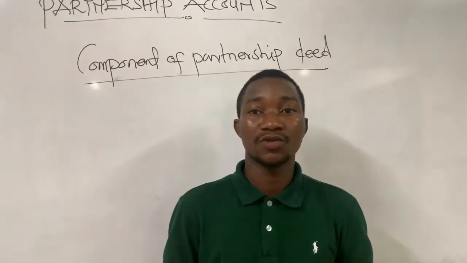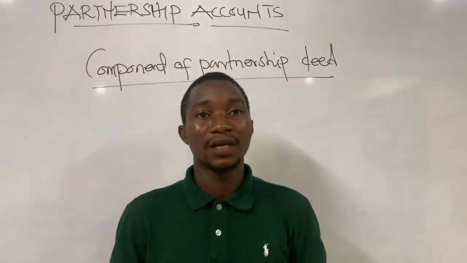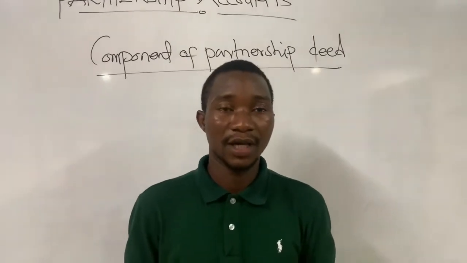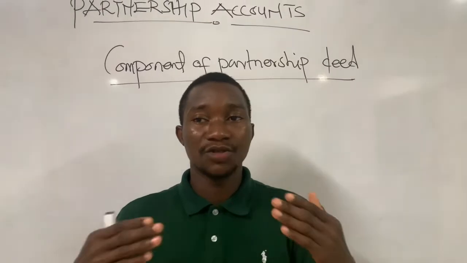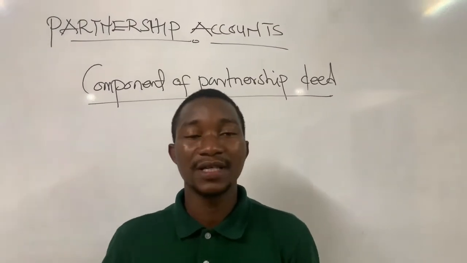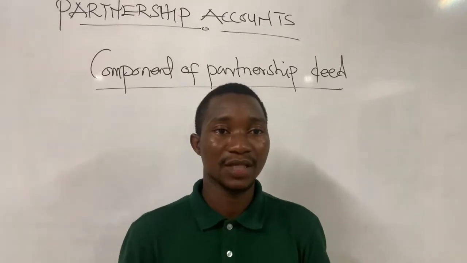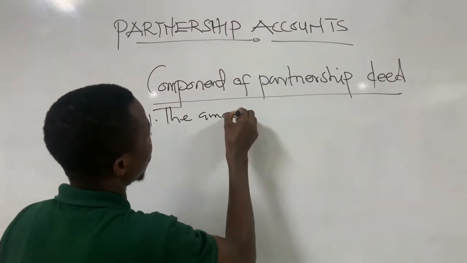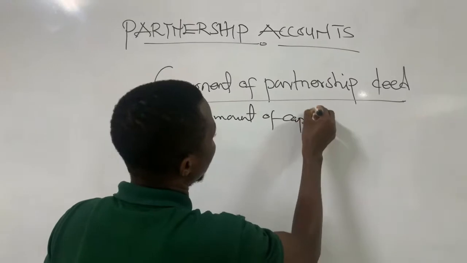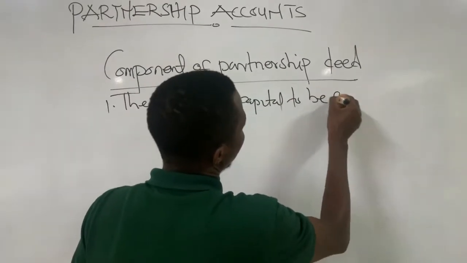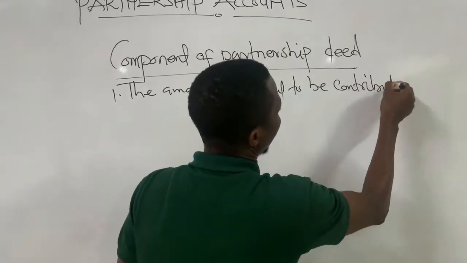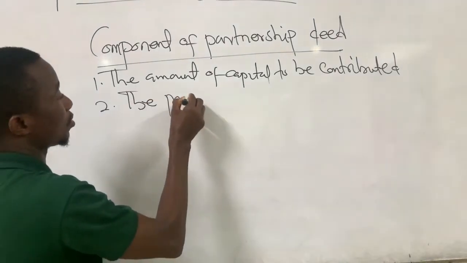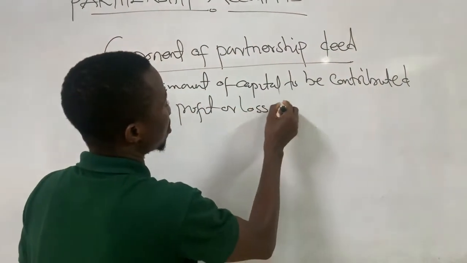The first item I would like to talk about is the amount of capital each partner should contribute. The amount that they should contribute towards the partnership business should be stated in the partnership agreement. So that is one, the amount of capital to be contributed. And two, the profit or loss sharing ratio.